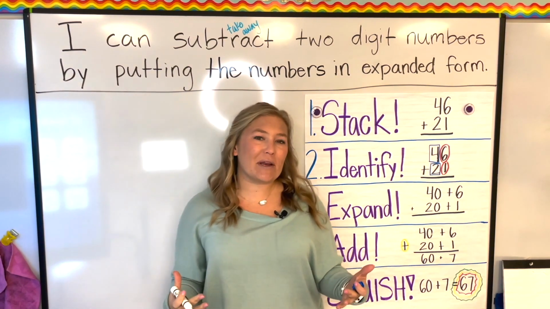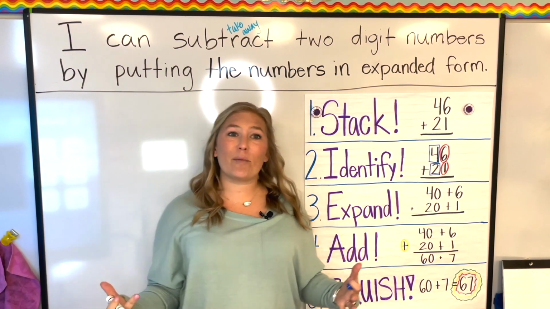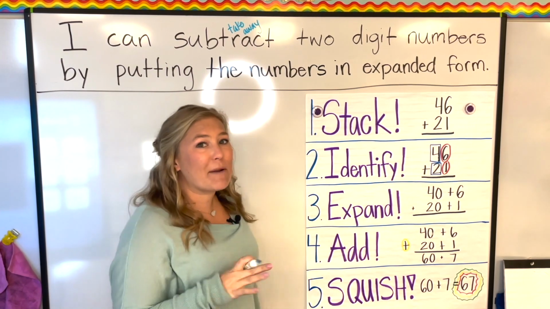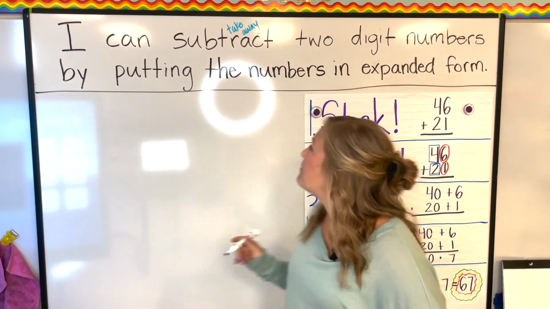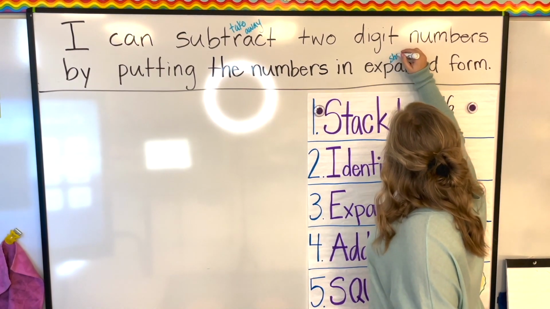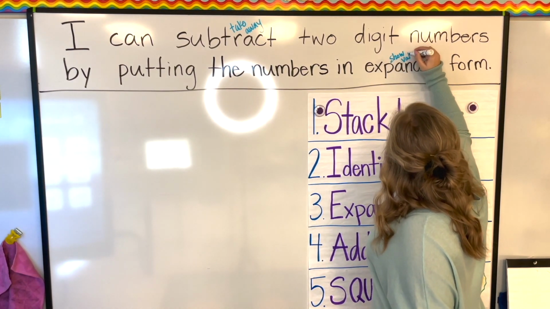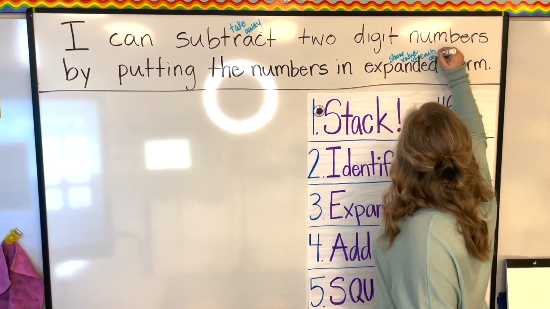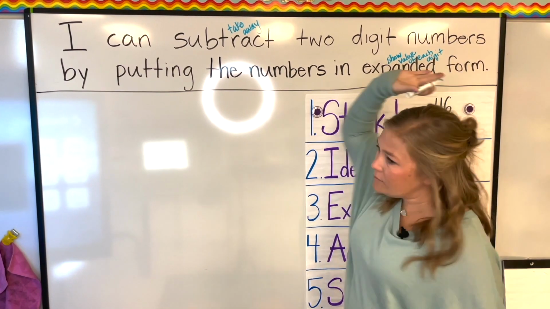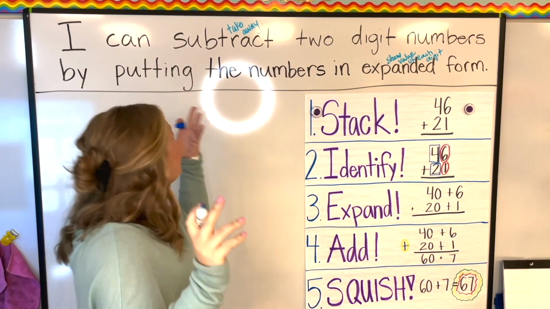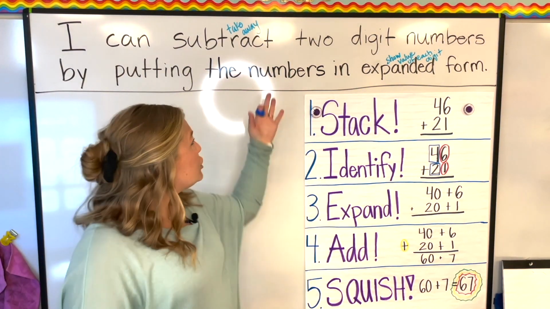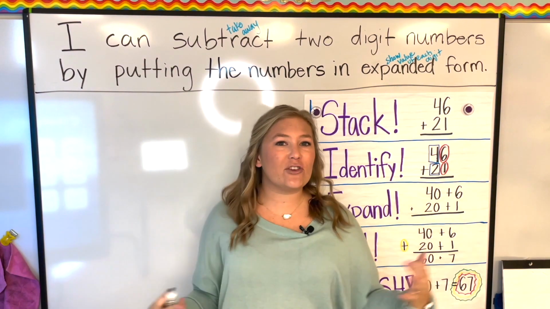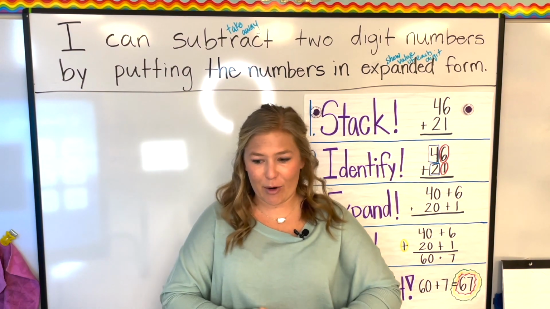And we remember what expanded form is. Expanded form is when we show the value of each digit in a number. I'm going to put that up on the board just to remind us. So we have, I can subtract or take away two-digit numbers by putting the numbers in expanded form, or I can show the value of each digit in a number.